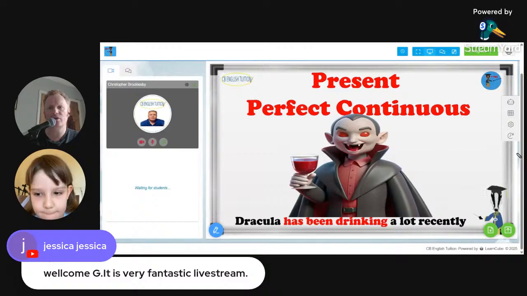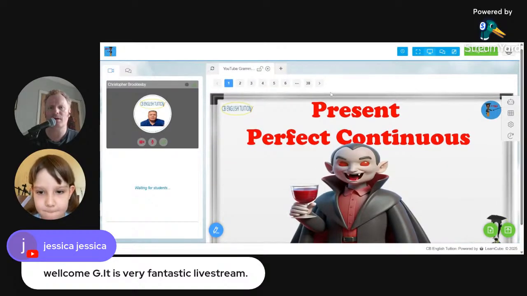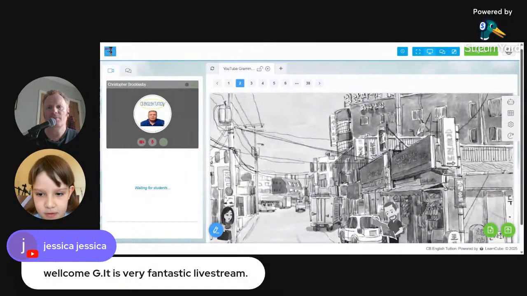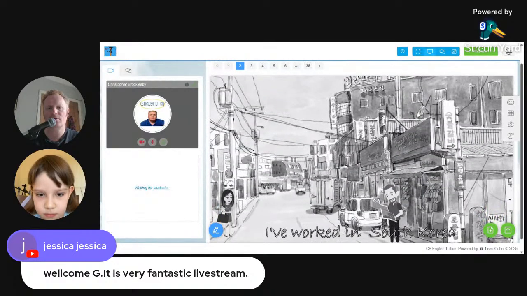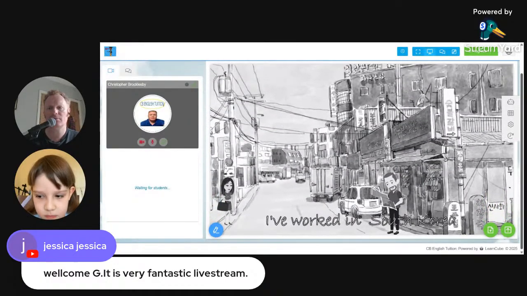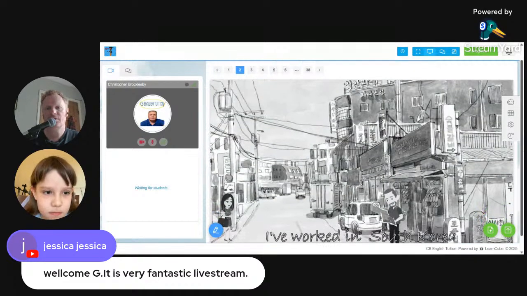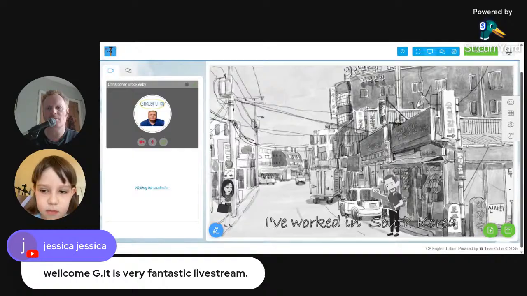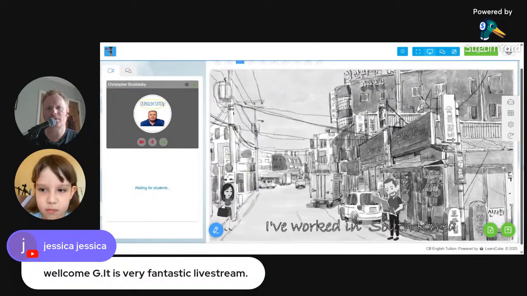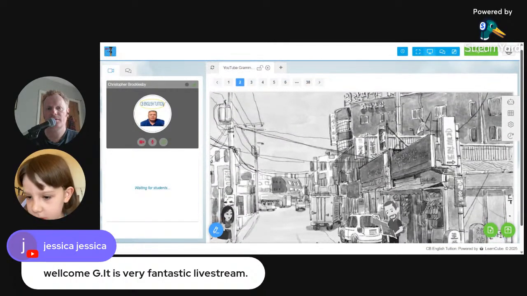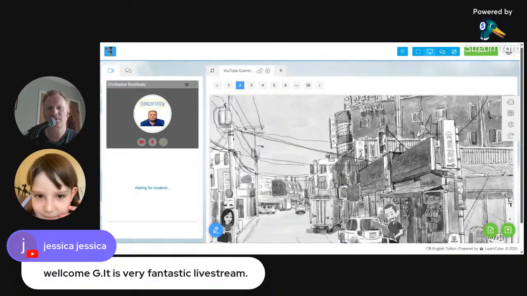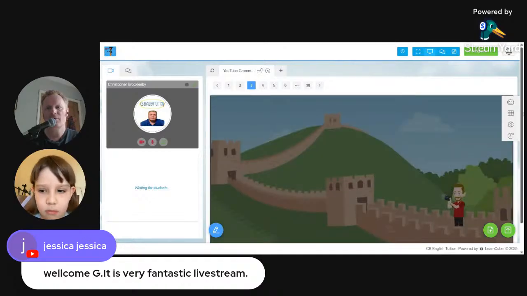We have a new student, G, so I'll just tell him a bit about me. I've been teaching for, do you know how long I've been teaching for now, Vivara? For 10 years? 15 years, since before you were born. Do you know this country in the picture? Yes, South Korea. Yeah, so I have worked in South Korea. That is present perfect simple life experience. I have worked in this country.